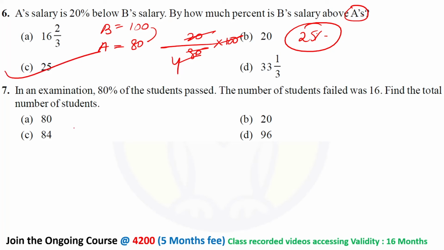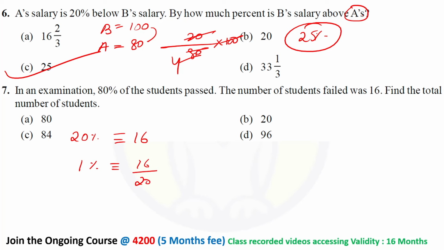Question number 7, in an examination 80% of the student passed, the number of students failed was 16. What is the total number of students? 80% passed, so 20% failed, and the 20% value is 16.